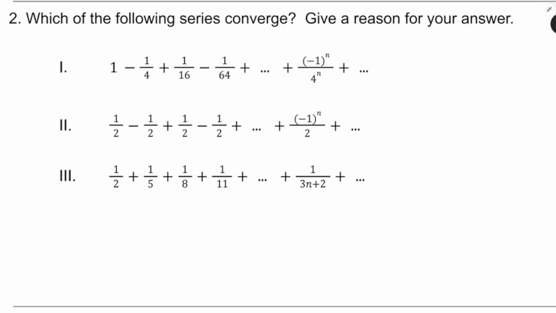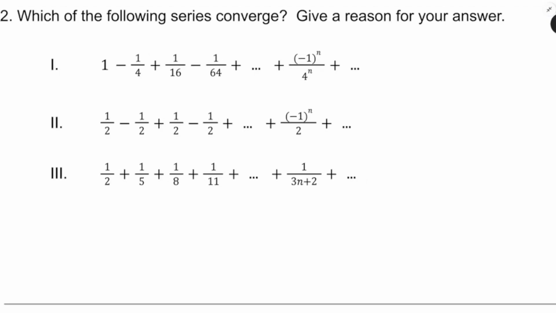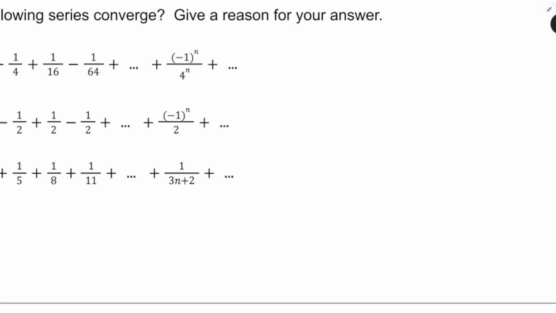If I look at Roman numeral 1, n is just an exponent, so that means it's geometric. And the ratio is going to be negative 1/4. So let's say geometric, ratio equals negative 1/4, and the absolute value of r is less than 1. All of that points to convergence.